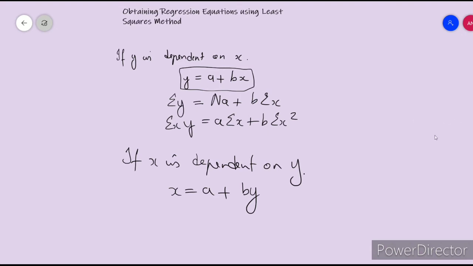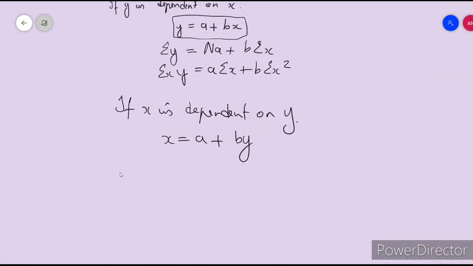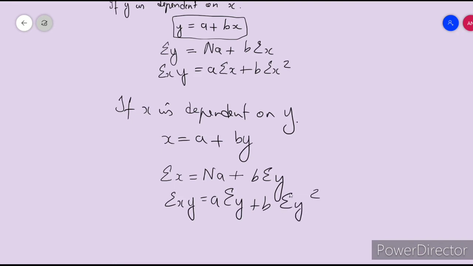And to find the values of a and b, we have the normal equations which look the same as the previous ones, but in the case of x on y, we have summation x equal to na plus b summation y, and summation xy equal to a summation y plus b summation y square. So they look almost the same, but there's just a slight difference in the way x and y are written. Using these equations, we get the values of a and b, and this will give us the line of best fit according to the least squares principle.